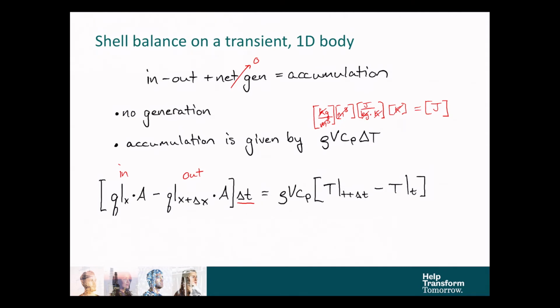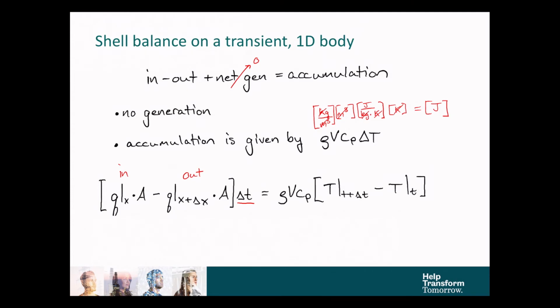It takes our joules per second and transforms it to a unit of joules. On the right-hand side, we've got our accumulation term. And what I've done is expand this delta T into a temperature at a time t plus delta t minus the temperature at a time t. And that's the definition of a delta, right? Final minus initial, which is switched from the way we write our fluxes. We write our flux in minus out, and so it ends up being a flux at x minus a flux at x plus delta x.